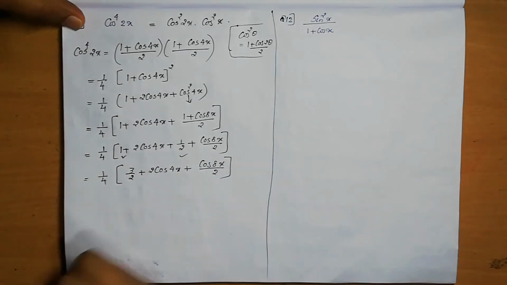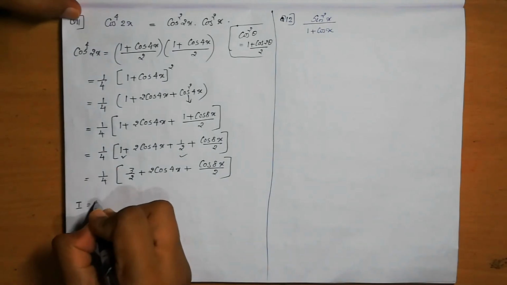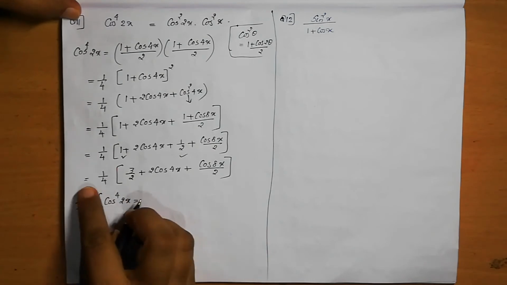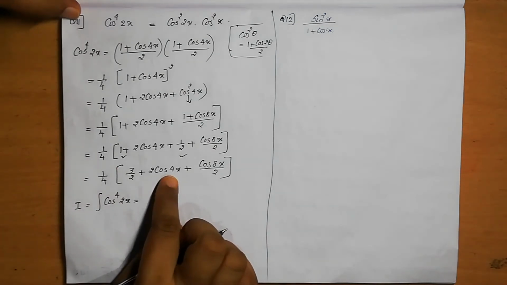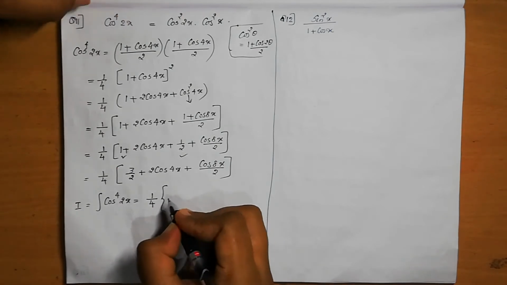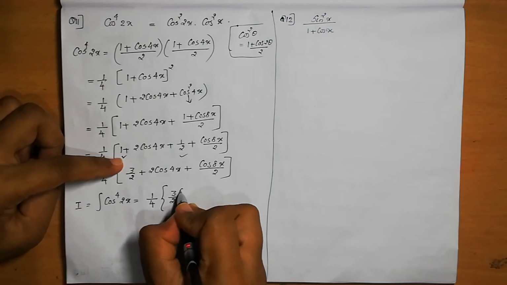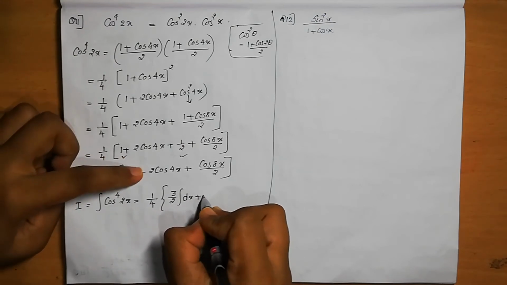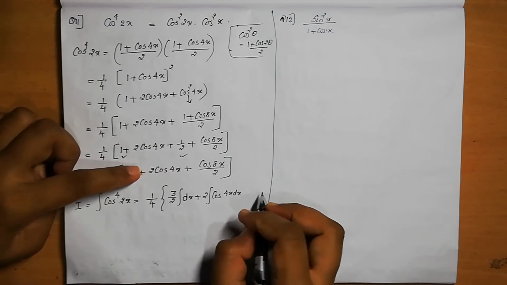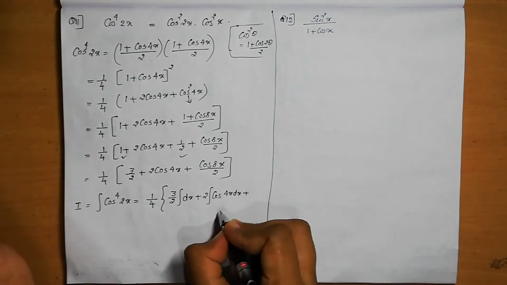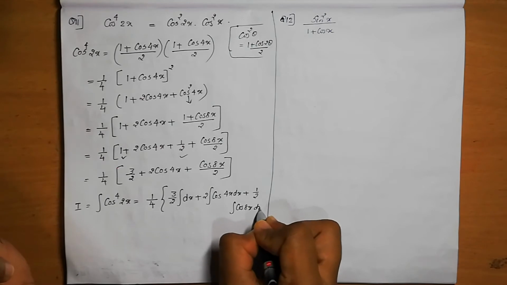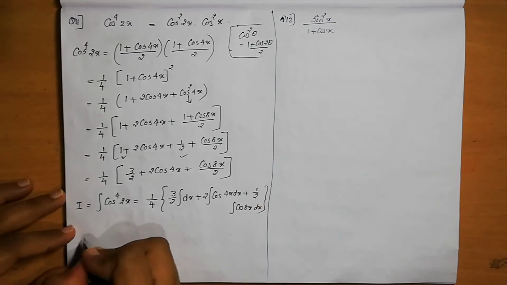Now we can find the integral, right? So I equal to integral cos power 4 2x. That means instead of this cos power 4 2x, what we can write? This one we can write. So 1 by 4 is a constant that we are writing outside. Next, separately, 3 by 2 is a constant, integral dx, plus 2 is a constant, integral cos 4x dx, plus 1 by 2 is a constant, integral cos 8x dx. Now we can write the integration answer.